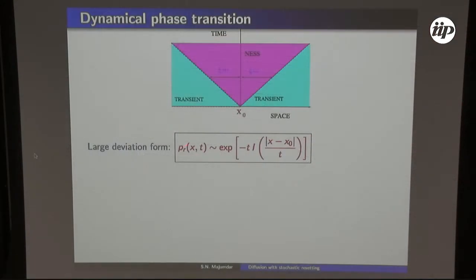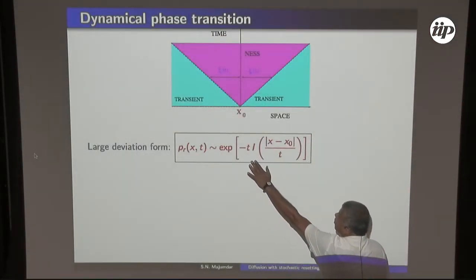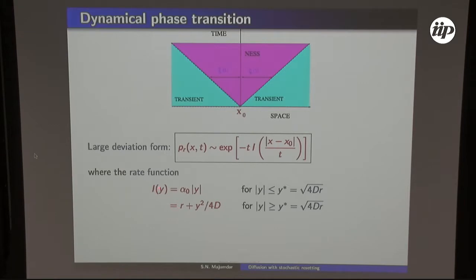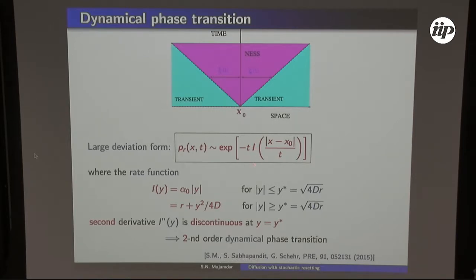So you can actually write down this solution at late time t in this large deviation form. It's exponential minus t times a rate function of this length scale, y equals x minus x naught over t. And this function I of y is just alpha naught, square root of D over r, times mod y, for y less than y star, and for y bigger than y star it has a different form. So basically what you see is that this large deviation function is non-analytic. It's continuous, its first derivative is continuous, but the second derivative is discontinuous at this point here. So this is a second-order dynamical phase transition that happens even in this extremely simple model. And this is actually quite generic, it turns out, not just for this model. Any model with resetting, this always happens.